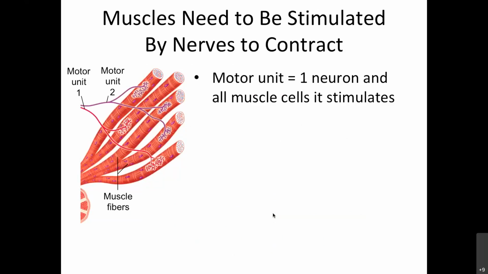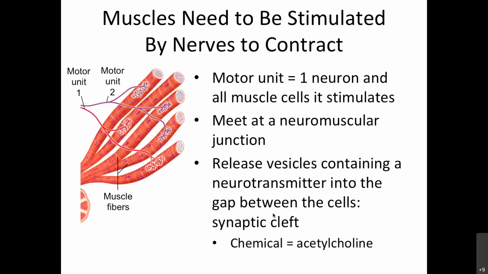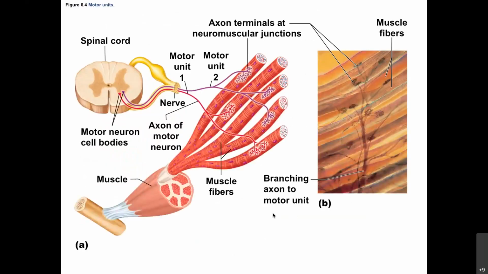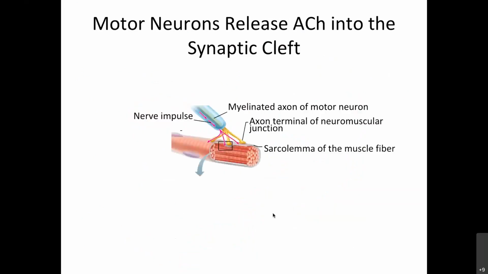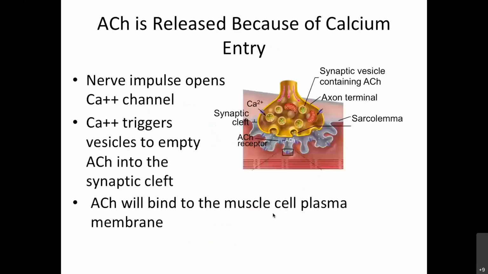Keep in mind a motor neuron is one neuron, and all the muscle cells it stimulates, they meet at an area called the neuromuscular junction. And the motor neuron is going to release acetylcholine into that synaptic cleft, or the gap between the neuron and the muscle. These motor neurons come from the spinal cord, and again, they're going to form motor units where they innervate, where they signal to muscle cells or muscle fibers. And they release acetylcholine into that synaptic cleft.